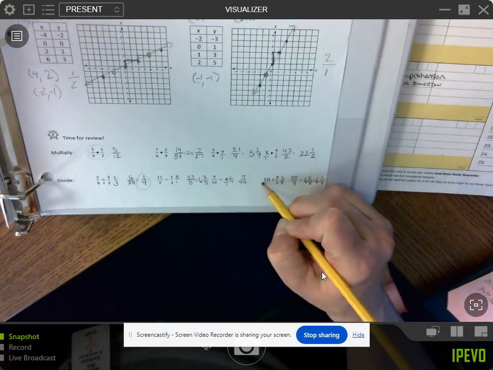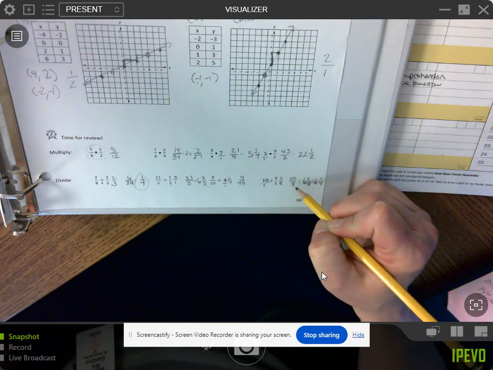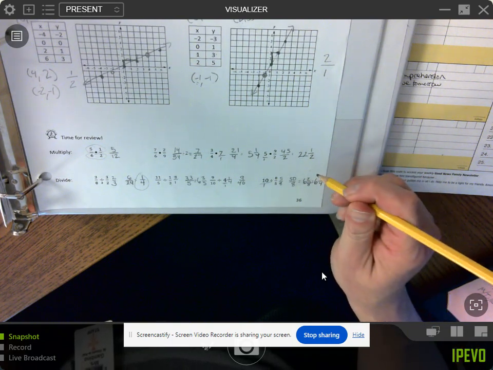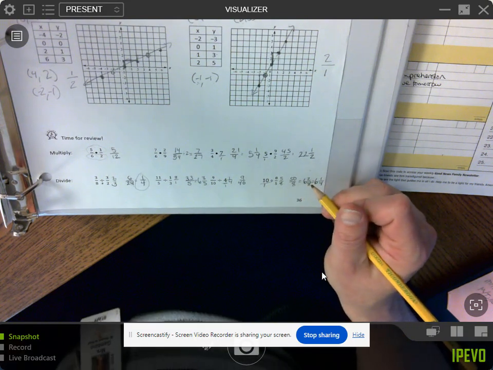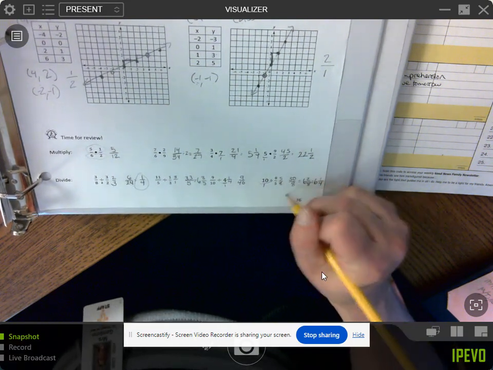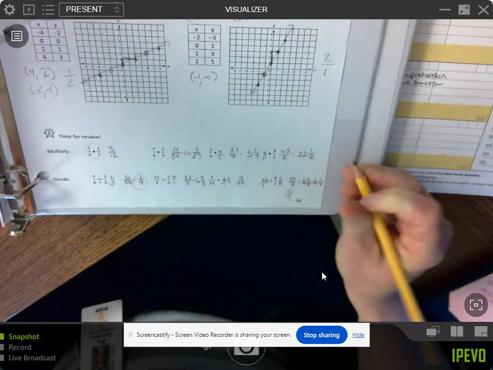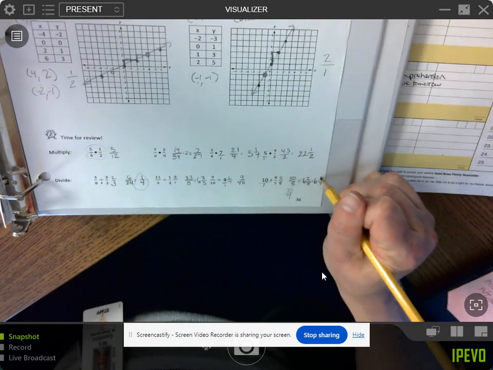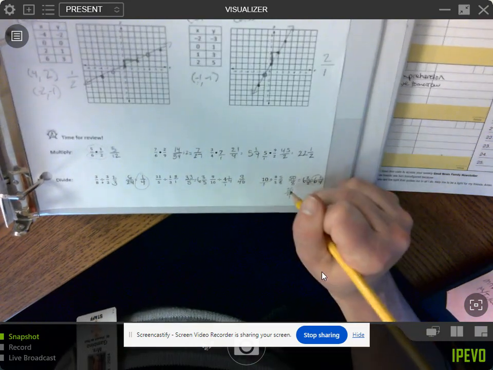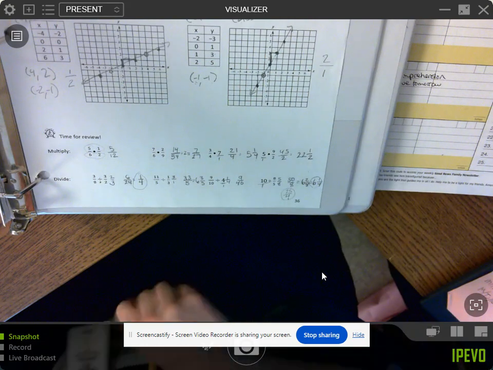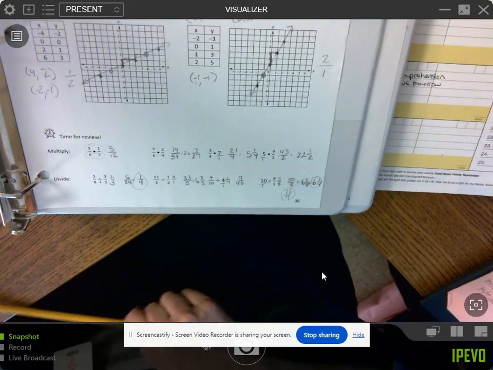And then 10/1 times 5/8 is 50/8, which I need to simplify. I could divide out a 2, and it would be 25/4, which is the same as 6 1/4. So you could have the mixed number, you could have your improper number, but it must be simplified. Any questions on those?